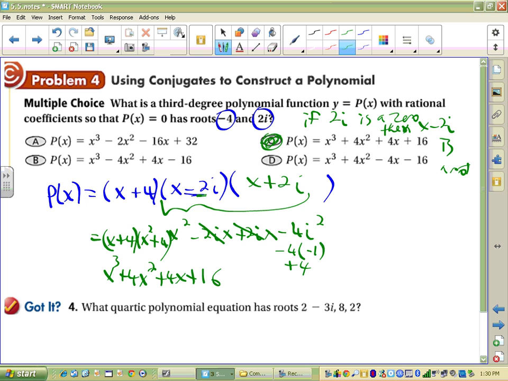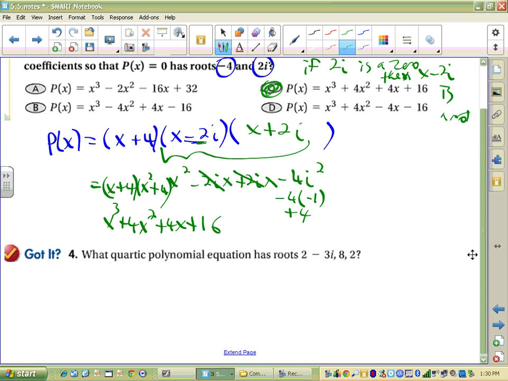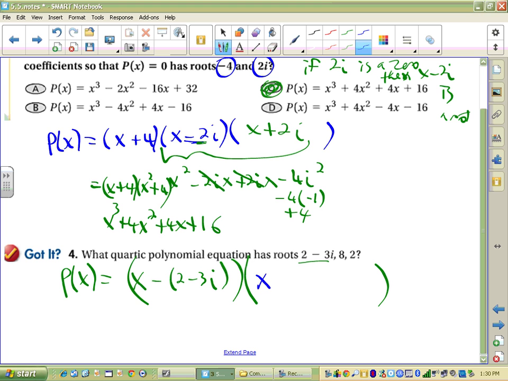Okay. For the got it, they want you to write a quartic polynomial given these roots. 2 minus 3i. So what you'd have to do is take p of x is x minus the quantity 2 minus 3i. That's one of your factors. Another one of the factors would be, because of the complex conjugate theorem, x minus the quantity 2 plus 3i. And then because of the other given zeros, the other factors would be x minus 8. And then the last one would be x minus 2. And you got a lot of work for you to do.